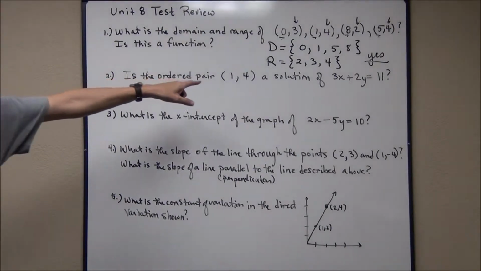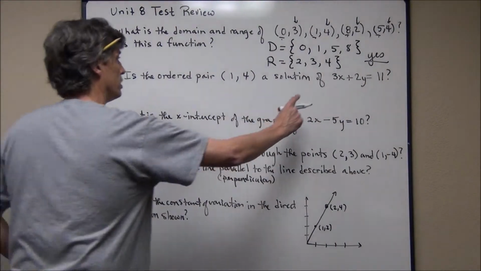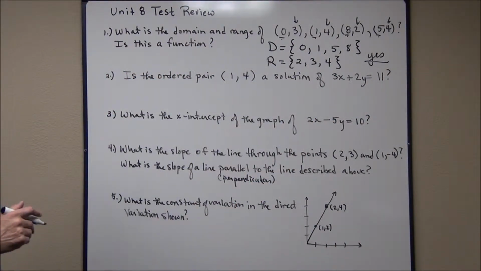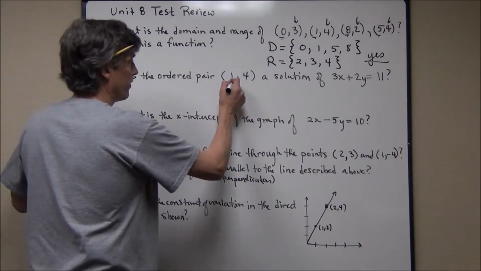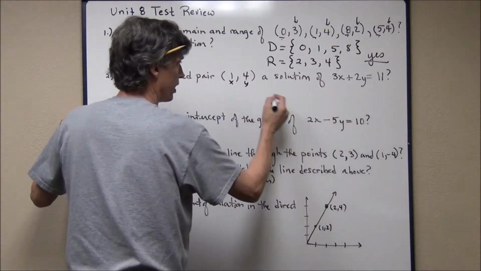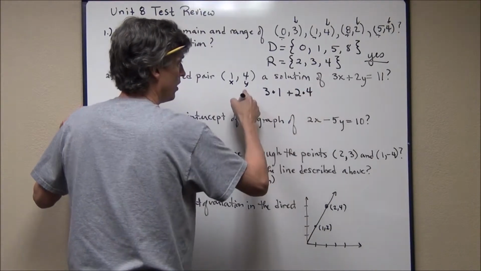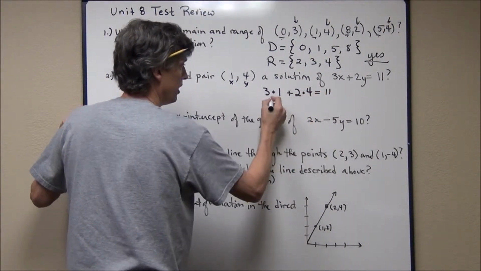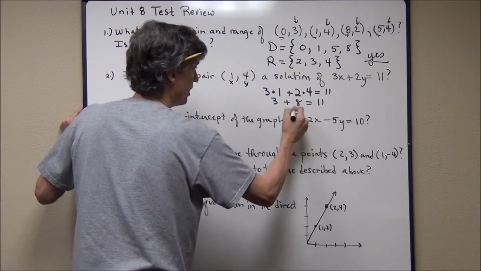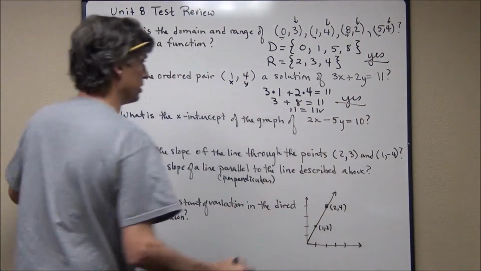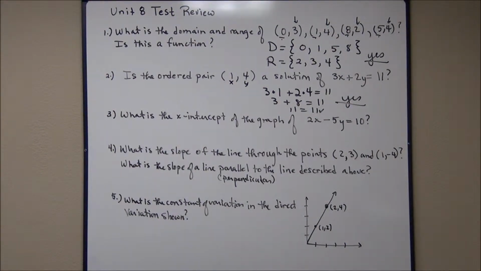Second question here. Is the ordered pair 1, 4 a solution to that? Remember, linear equations in two variables have infinitely many solutions. So I'm going to substitute it in, and if it makes it true, then it's a solution. If it makes it false, it's not. So this in for the x, this in for the y, here and here in my equation. So 3 times 1 plus 2 times 4, does that equal 11? This is 3 plus 8. Yes, it does. 11 equals 11. Yes, it's a solution. So that one works out just fine. Remember, if it makes it false, it's not a solution.